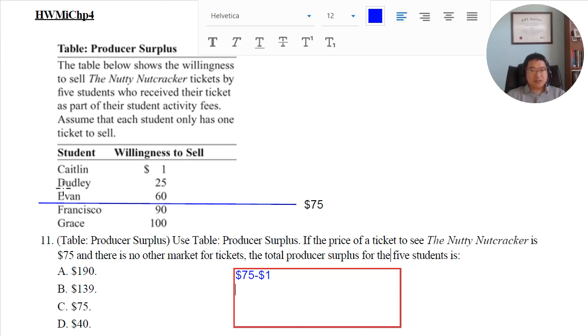For student D, Dudley would like to sell at 25. So the producer surplus is the difference between 75 and 25. Let me put C here, D here, and E. Again, Eve can receive 75 from the market, and Eve only asks for $60 to sell his ticket. So that is 74 for student C, and then this is 50, and for student E, this is 15. Sum them up, you will get the answer.